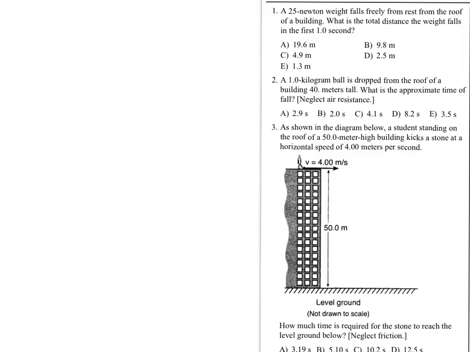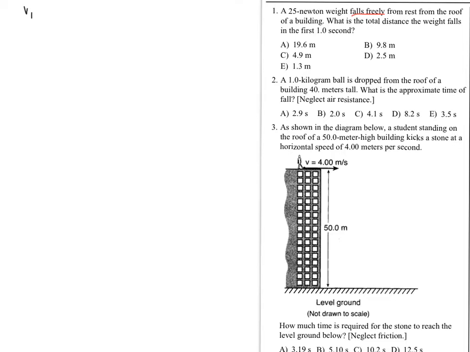Okay, so number 1 asks, a 25 Newton weight falls freely from rest from the roof of a building. What is the total distance the weight falls in the first 1 second? So we always gotta list our variables. But it's also important to notice here that this is a free fall problem, falls freely from rest. Okay, so we're already given some important pieces of information.